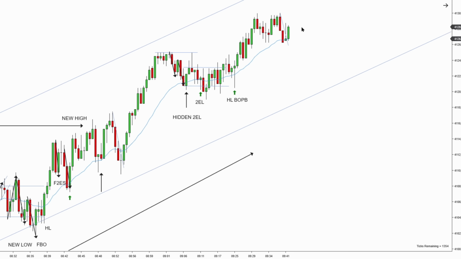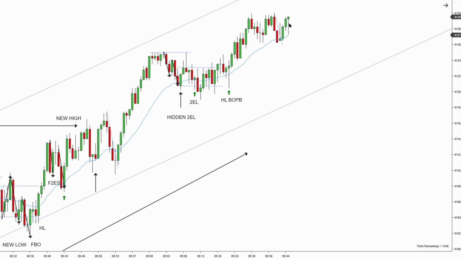Okay, first entry long, and we have a second entry long, but with the second entry long, notice the body is so far away from the EMA. It's right on its high. Very tempting setup to go long, but it just feels a little bit more aggressive.